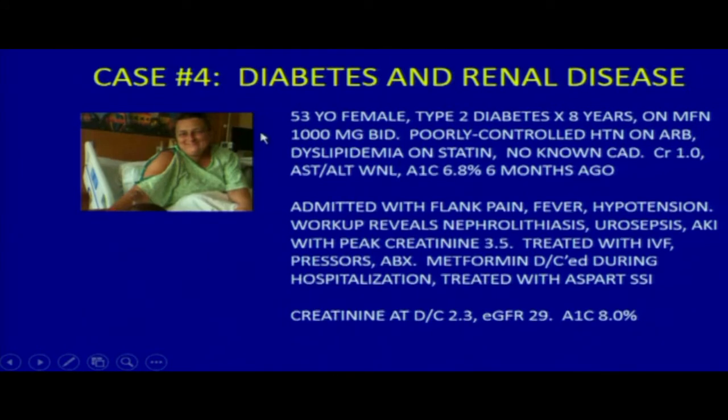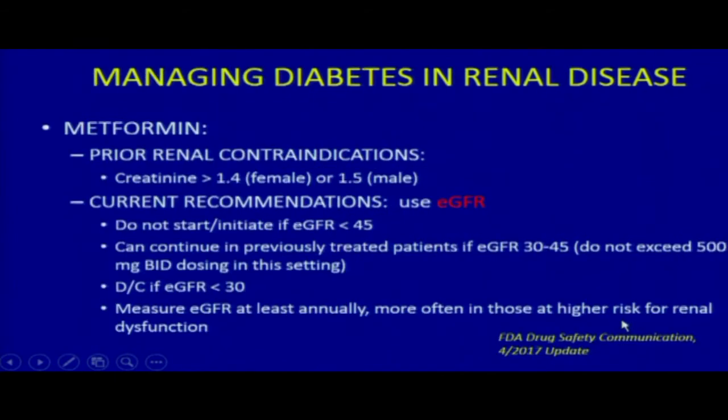So the next case is going to illustrate the challenges in managing type 2 diabetes in the setting of renal disease. This is a lady who was well controlled on metformin monotherapy, had normal renal function, and is admitted to the hospital with acute kidney injury, hypotension, and sepsis. She's treated successfully, and her creatinine comes down, but not to baseline. They held her metformin appropriately while she's in the hospital, treated her with sliding scale Novolog while she was there. At the time of discharge, creatinine's down to 2.3, GFR is less than 30, and her A1C is now 8%. What are we going to do with her?